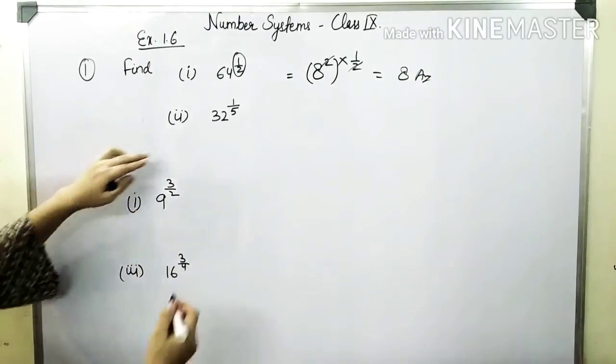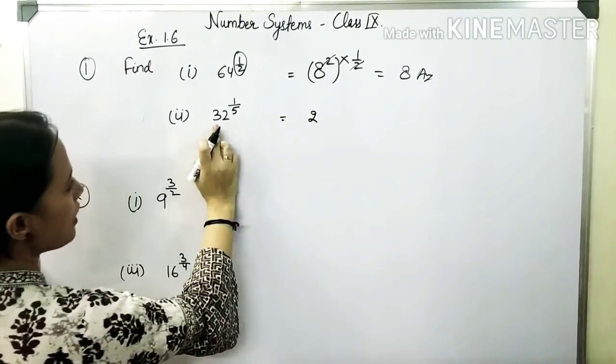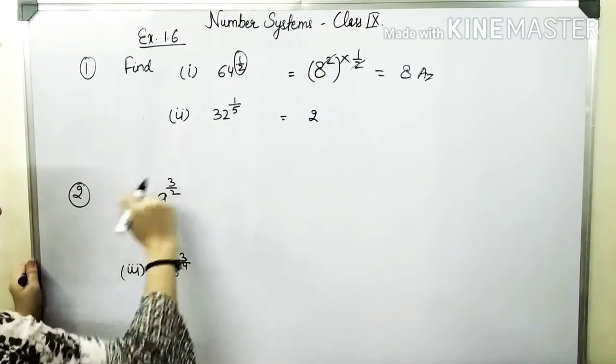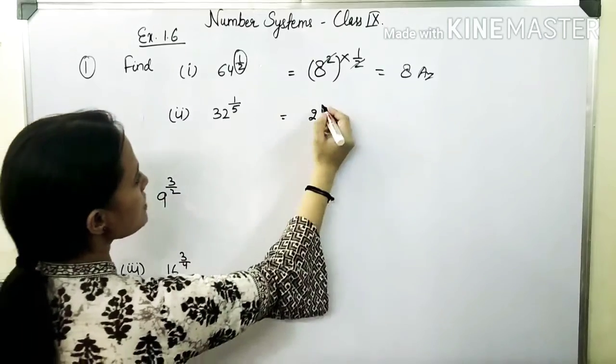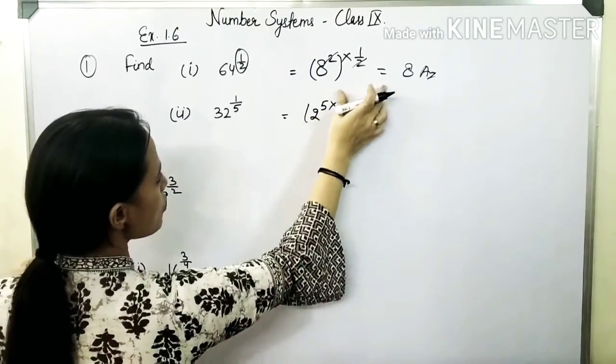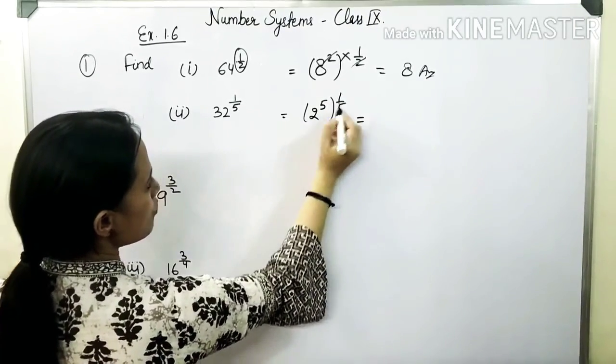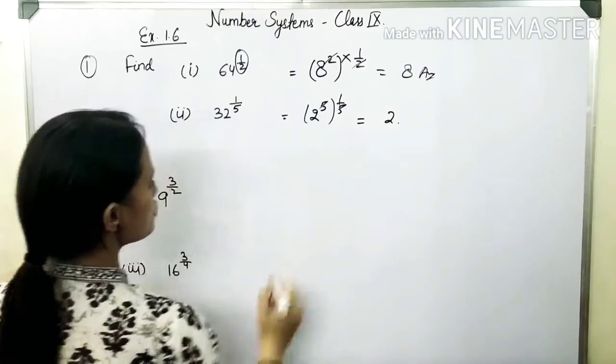These are very easy. Actually we have done these kind of questions in class 8 also. So you will not find any difficulty in these questions. Now second part, here we can write 32 as the power of 2 and whole power is of 1 by 5. So we can cancel it and the answer is 2.